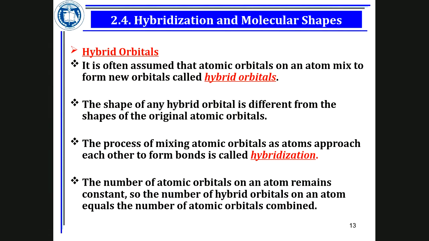Okay. So a hybrid orbital comes from mixing of two atomic orbitals. The process of mixing atomic orbitals as they approach each other to form the bond is called hybridization. Basically, mixing in terms of the energy level. So you bring them to the same energy level. The s orbital has less energy, the p orbital has more energy. When you mix them together, they all have the same energy level.